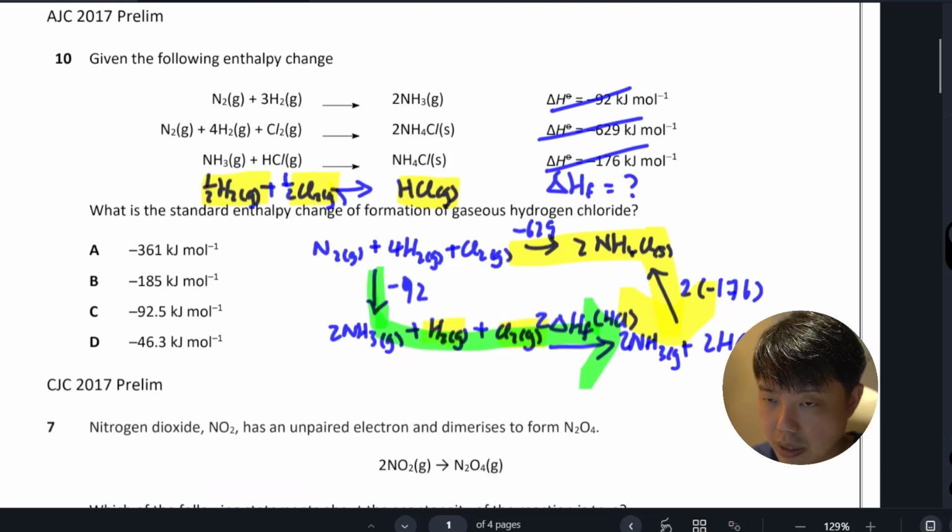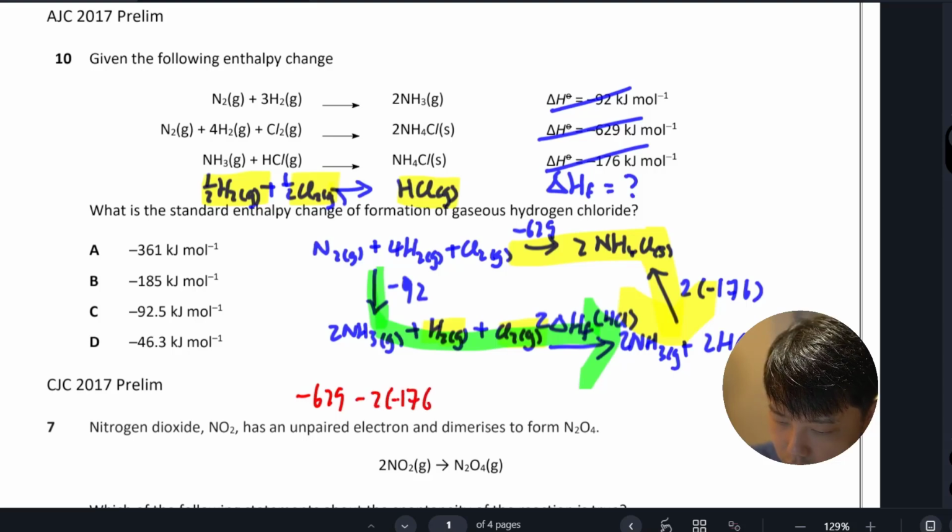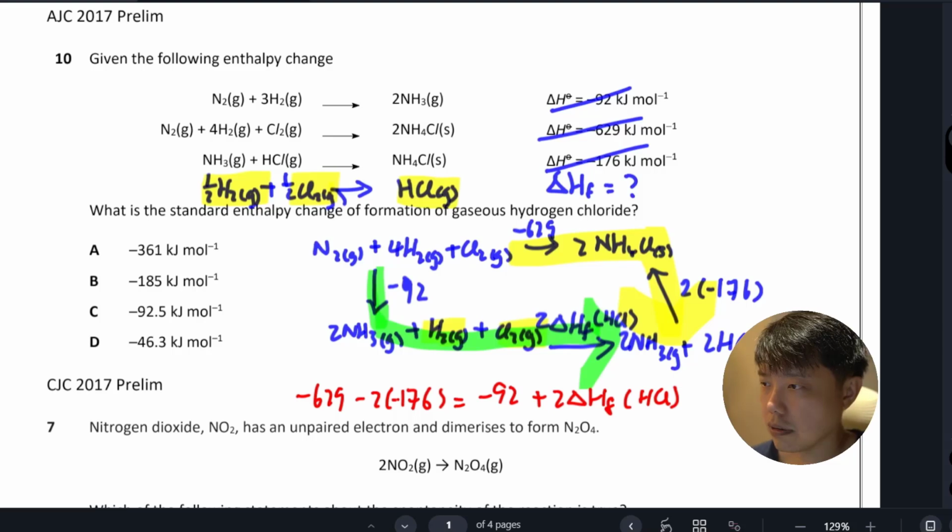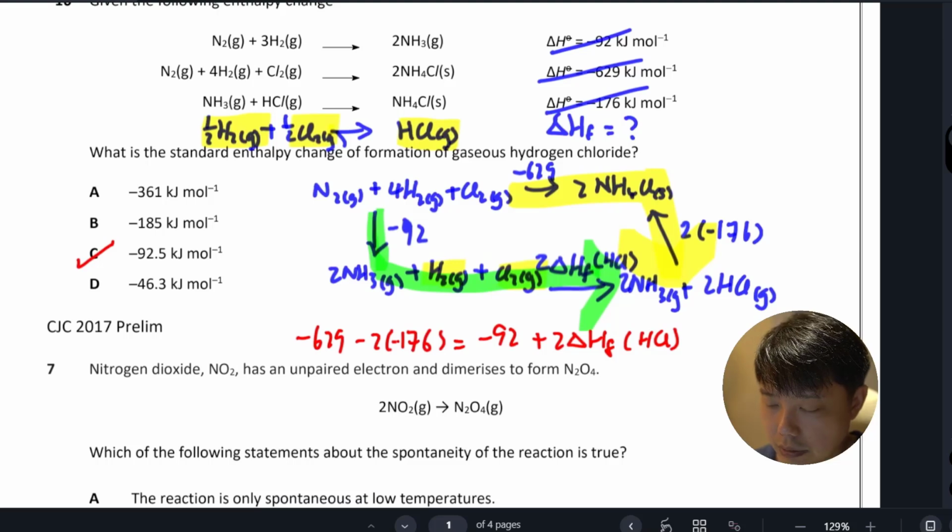Okay, so the green pathway equal to the yellow pathway, and do the calculation like this: minus 629 minus 176 2 plus the H formation of HCl. Right, so if you go and do that calculation, you will end up with negative 92.5, which is C. Okay.